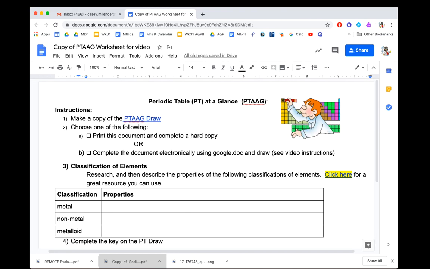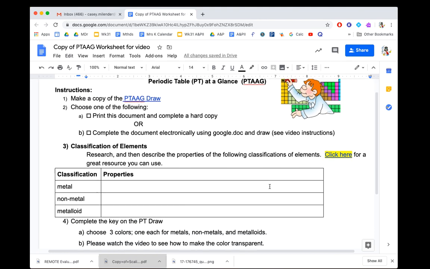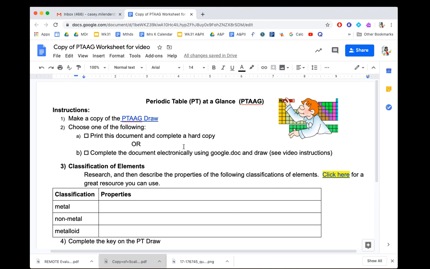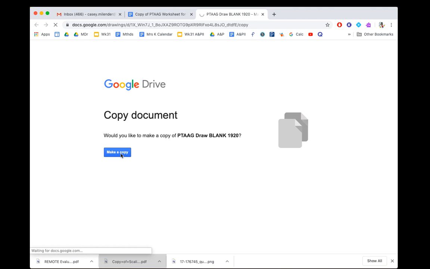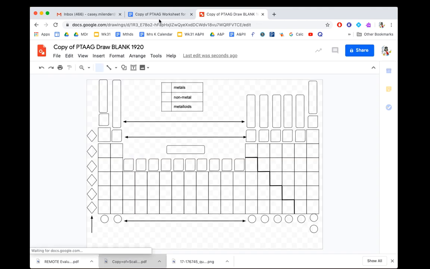All right. So welcome to Periodic Table at a Glance. So this is the worksheet you should have open in front of you, or shortly. And you're going to make a copy of this periodic table at a glance draw. So I'll just make one right now. And so there you have it.